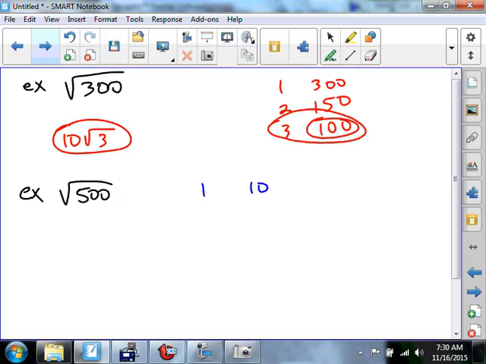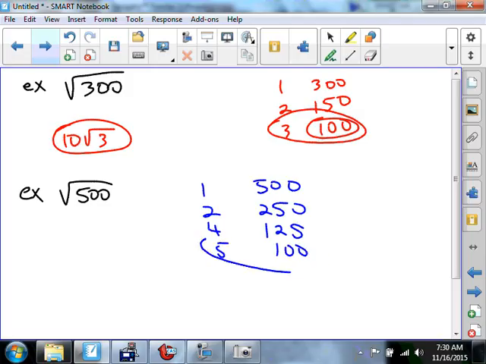Let's try the square root of 500. 1 in 500, 2 in 250. 3 doesn't go into it. 4 does, 125 times. 5 goes into it 100 times. Hey, there's our winner. So the square root of 500, remember, factor out the perfect square's square root. So the square root of 100 is 10. We still have a radical, and what stays under the radical is the other factor, so it's 10 radical 5.